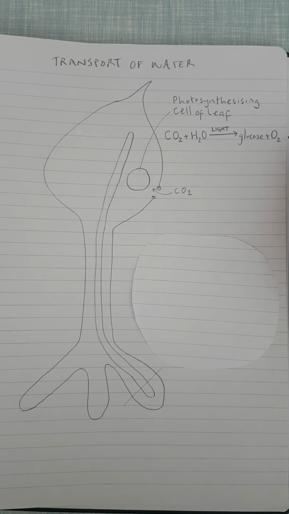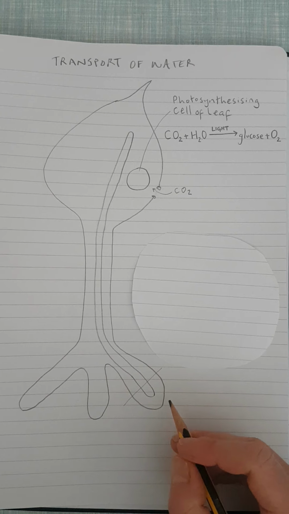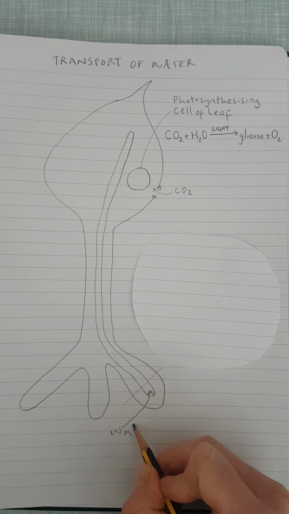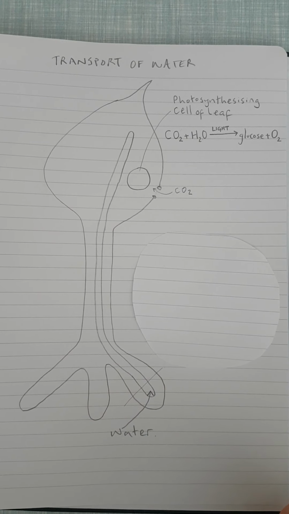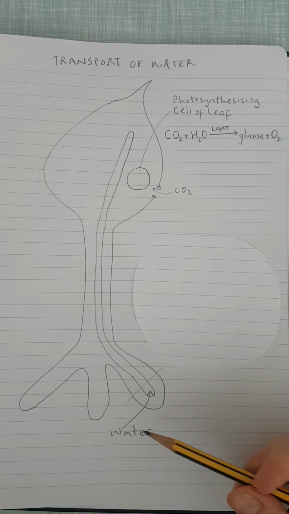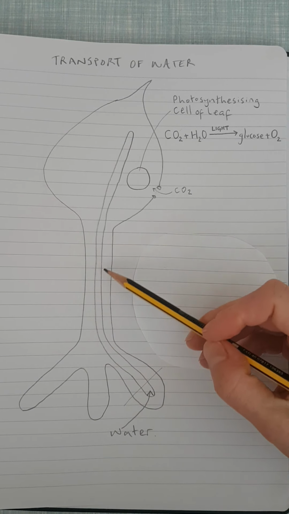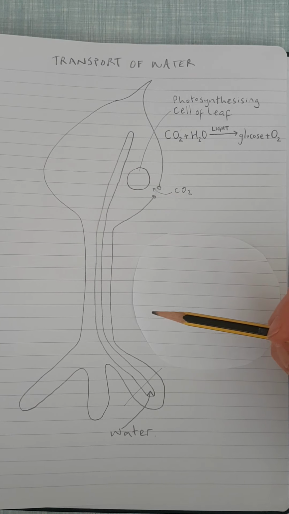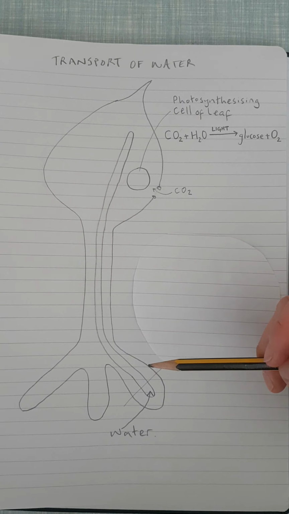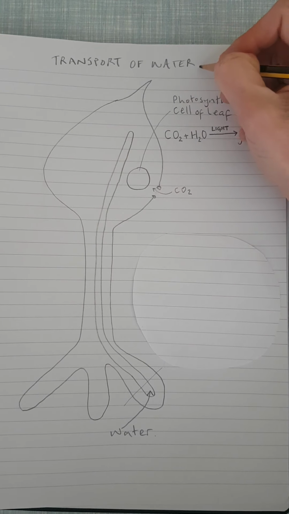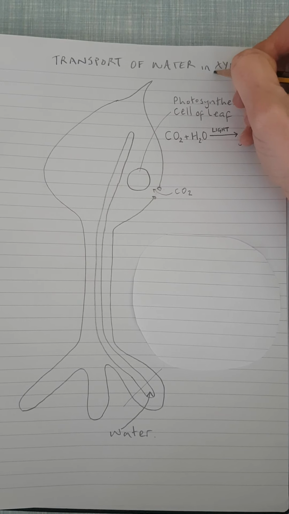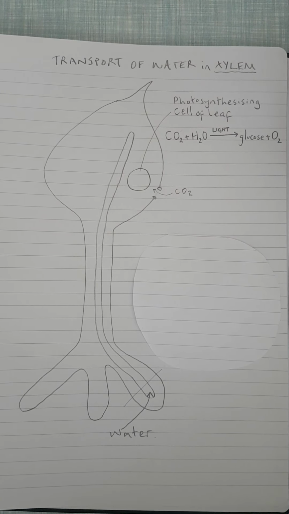So the water is coming in through the roots from the soil down there, and what happens is the water has to travel up through the plant to the cell, and the way that it does that is it goes through a network of a series of tiny tubes called xylem. So let's just add that to the title. So this is a type of tissue, plant tissue.